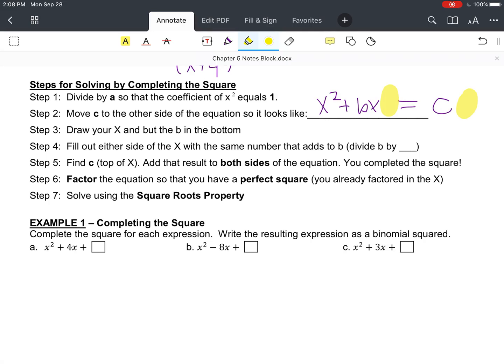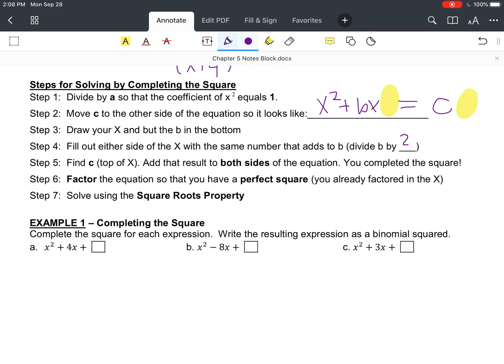Now when you start to figure out what your c has to be in order to fill the yellow spot in there to create a perfect square trinomial, you're actually going to draw your x and put b in the bottom, like how we do when we factor. Then you're going to come up with two numbers that add to b that are going to be the same number. And it'll be more obvious when we do it. But effectively, you're dividing b by 2, and you're writing that on either side of your x. You're going to find your c, which is the top of your x, by adding the two numbers together. And you're going to add that result to both sides of the equation. So therefore, you just completed the square.